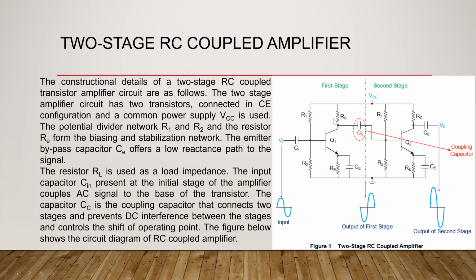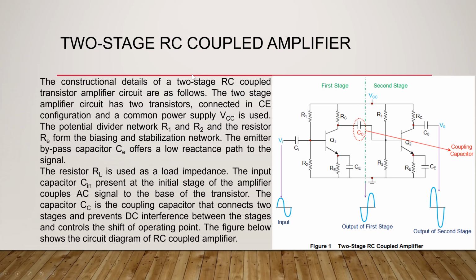You can see here, the input is applied at the input base of the Q1 transistor. Q1 amplifies the signal, and the amplified signal is applied across RC as well as the CC capacitor. The CC capacitor allows only the AC signal, and this AC signal is applied as input to the second stage. The input to the second stage is nothing but the amplified version of the incoming signal. Therefore, this amplified signal is further amplified in the second stage, and the final output is obtained at the second stage.